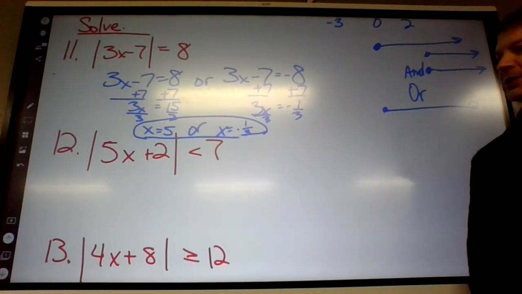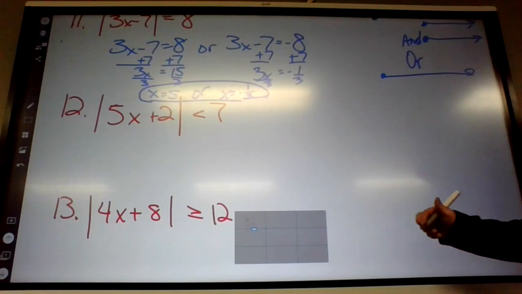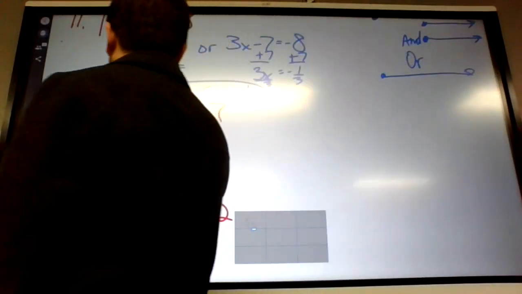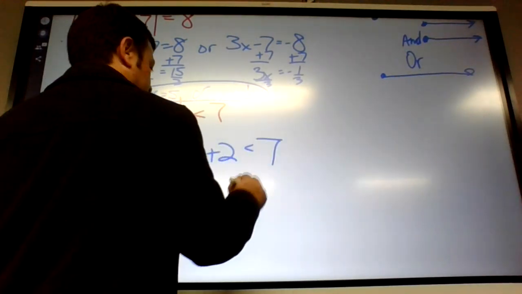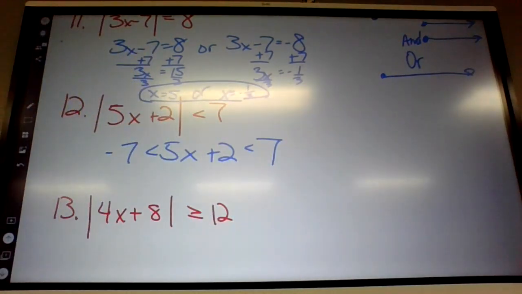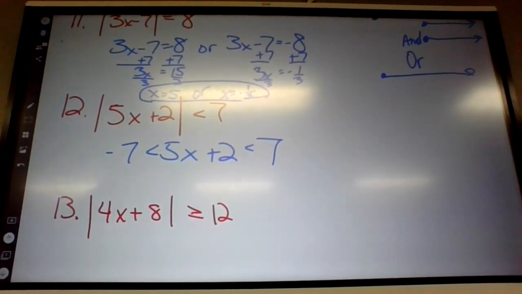All right, number 12. Brooke, how's that one? How did the less than set up? You would do negative 7 less than 5x is still less than 7. Good job. Yes, you would. So it's kind of like number, was it 3 or 4? It's kind of like number 4.